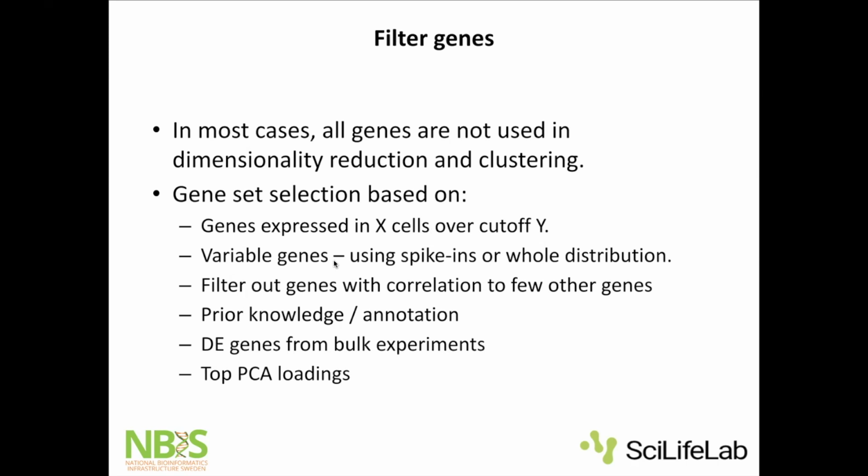But we will also do specific selection of genes for analysis, like variable genes. We'll talk more about that in the normalization lecture. We might want to filter out genes that are not correlated to any other genes, or sometimes filter for genes that we know, like immune cell genes or differentially expressed genes from bulk or top PCA. There's a lot of ways to select the genes that we analyze on.